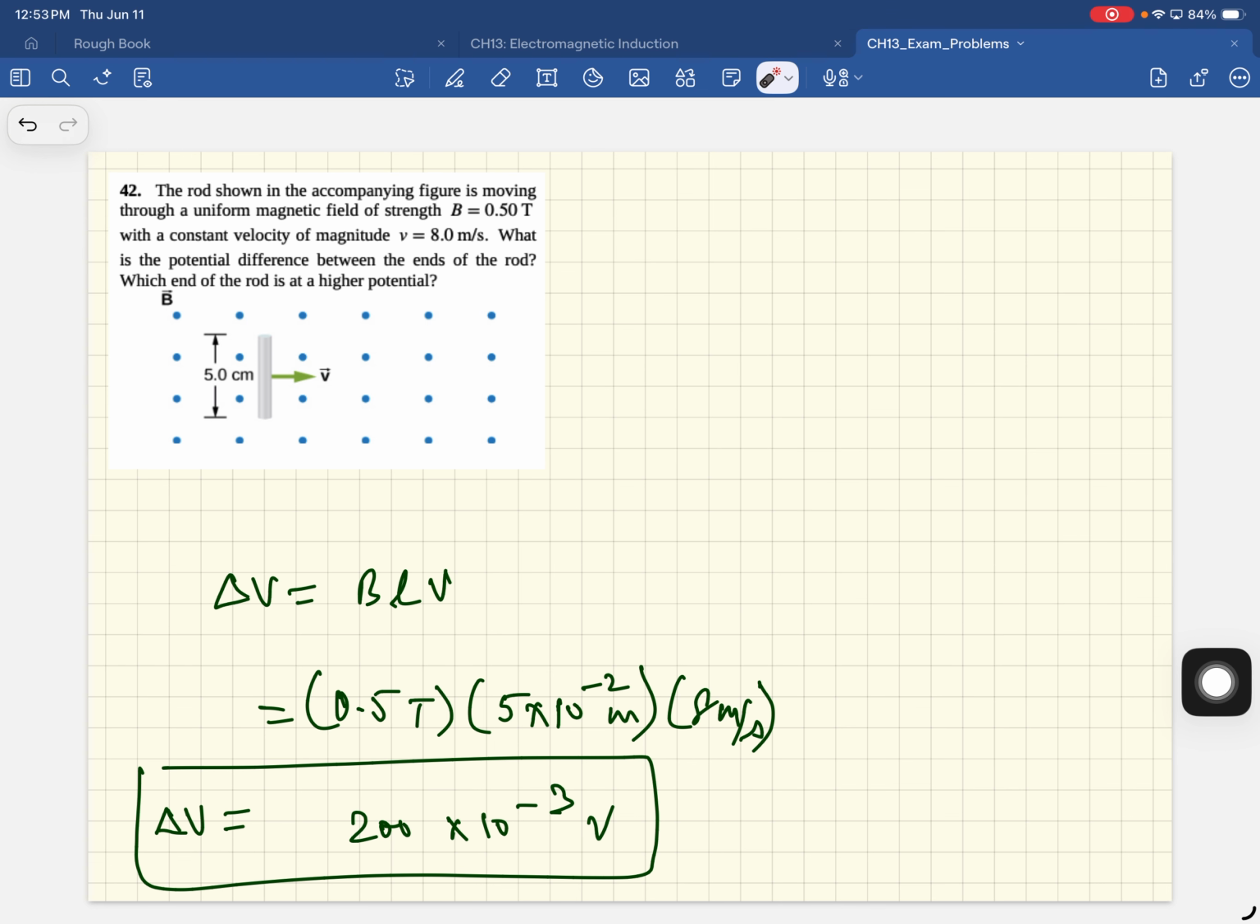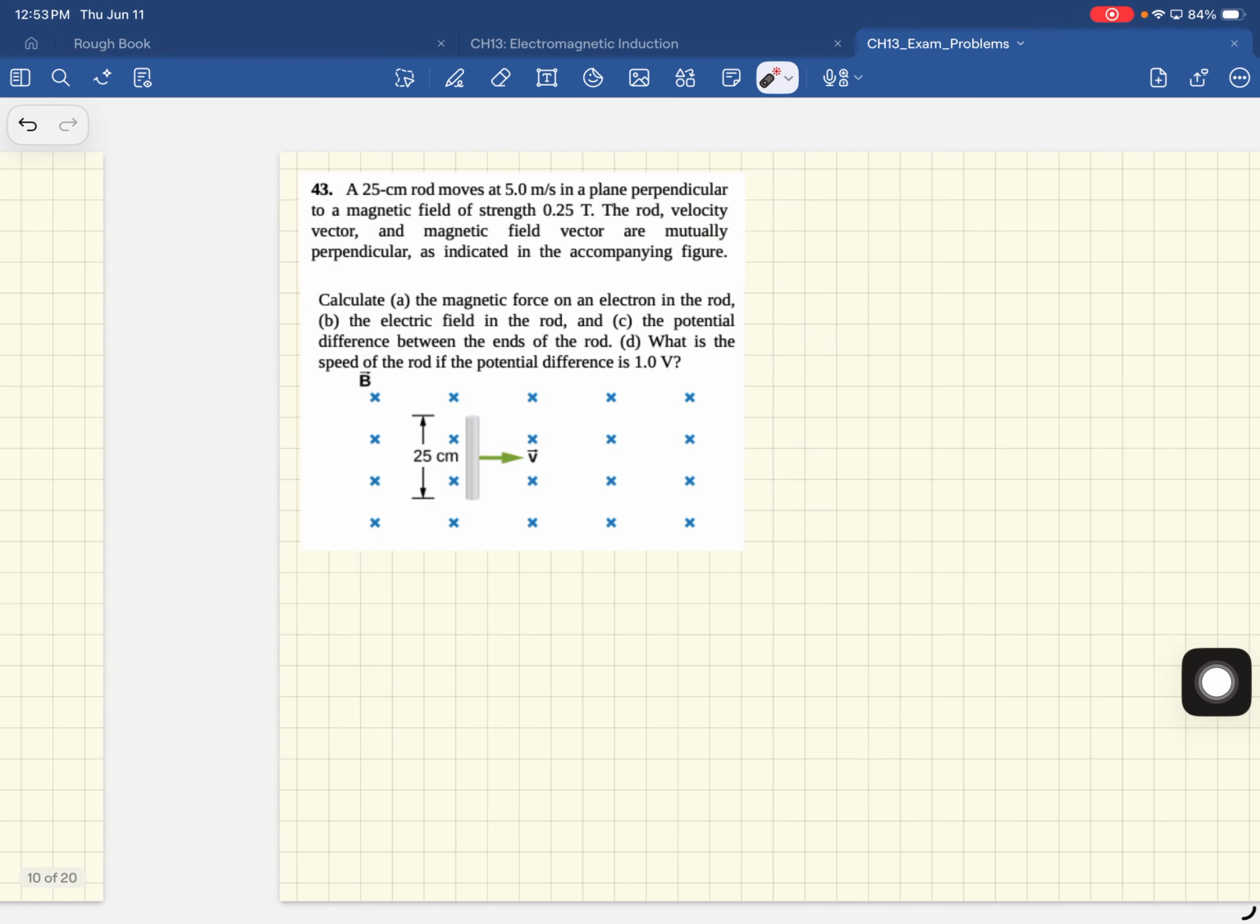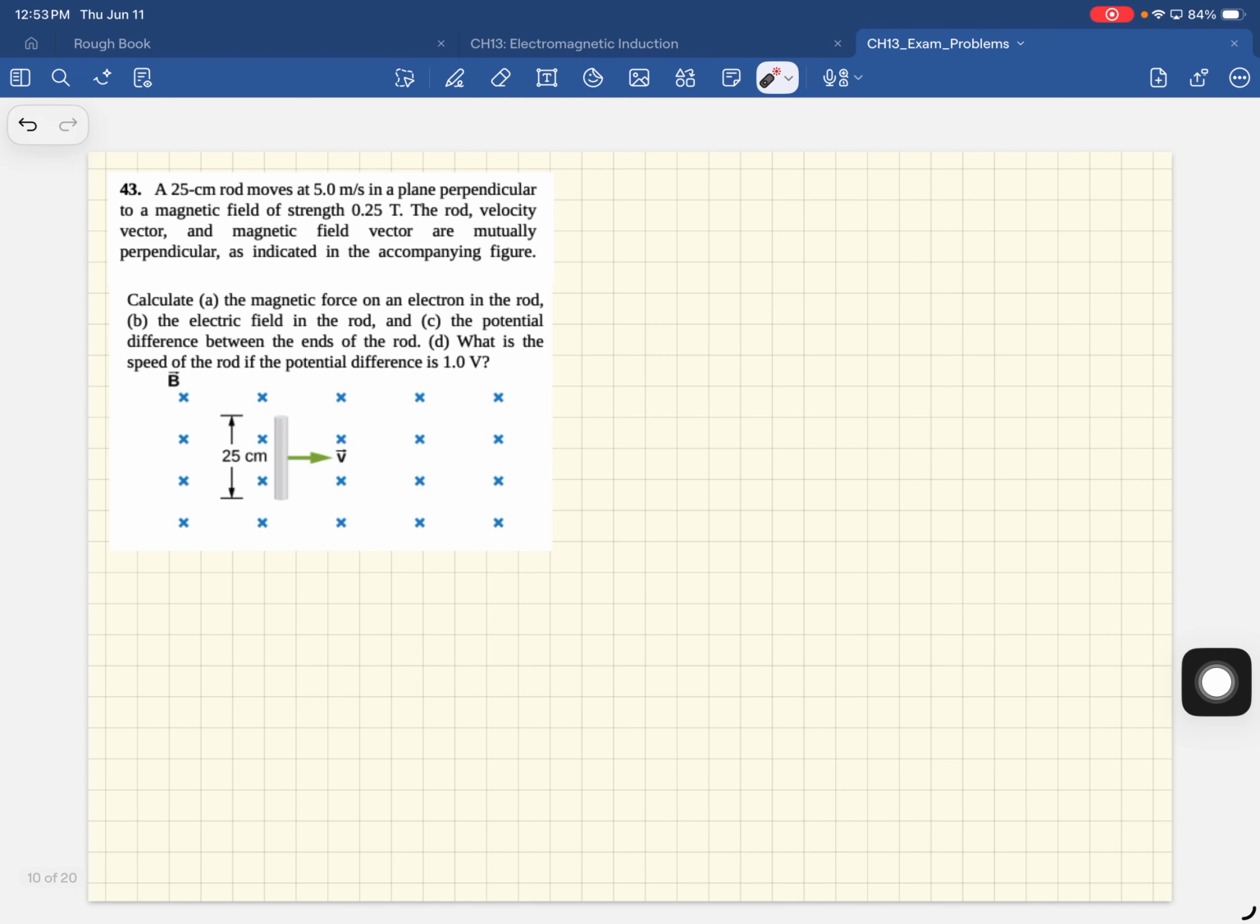Okay. And the voltage in the rod is B times L times V. So the electric field in the rod is B times the speed at which the rod is moving, which is 0.25 Tesla times 5 meters per second, 1.25 volts per meter.